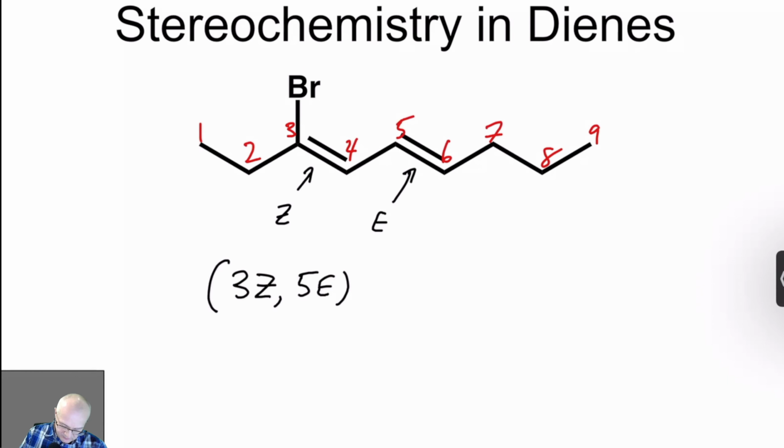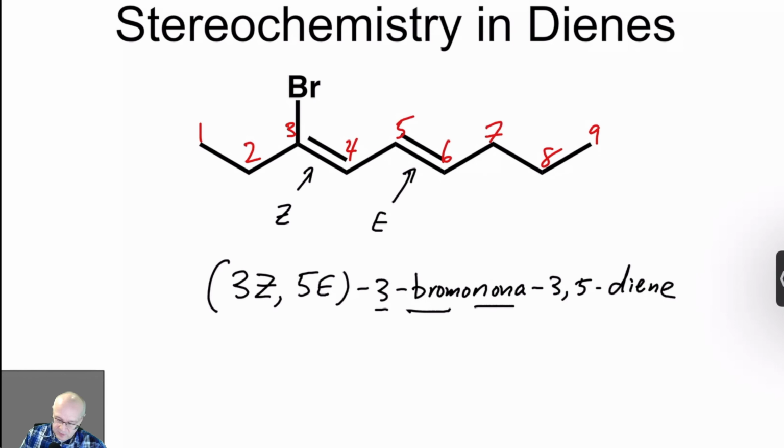Now, let's continue. So that's going to be dash 3 dash bromo nona dash 3 comma 5 diene. And that's how you'd name it. So on the carbon 3 there's a bromine. It's a nona, which is 9. Nonane, 9 carbons. Diene, 3 comma 5 diene. That's the new way of doing it. All right? So that is how you would name that molecule using the new nomenclature.